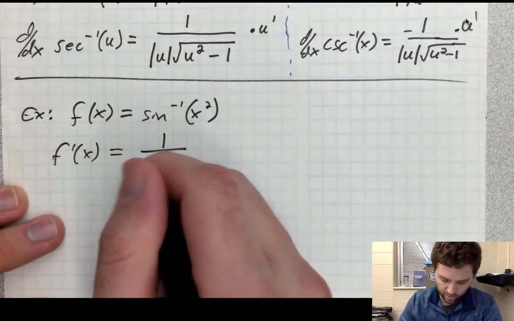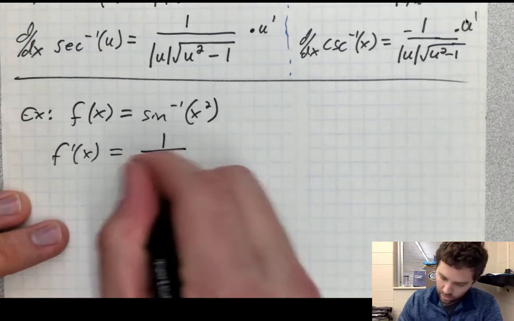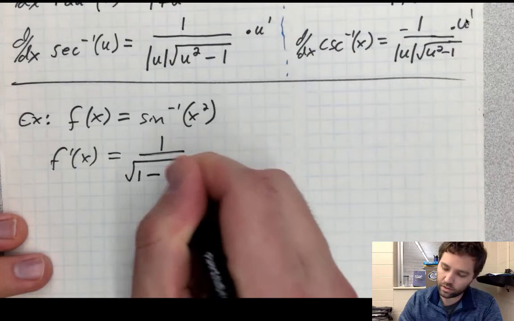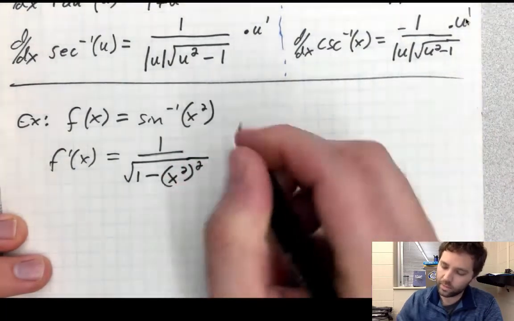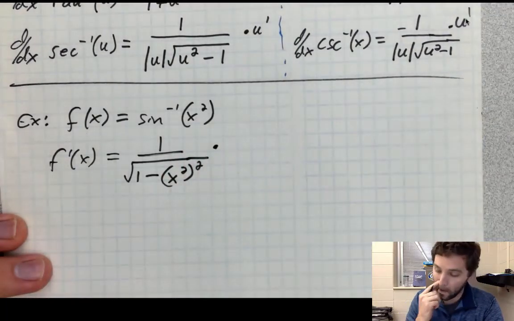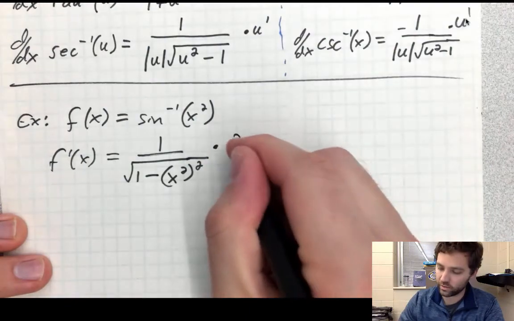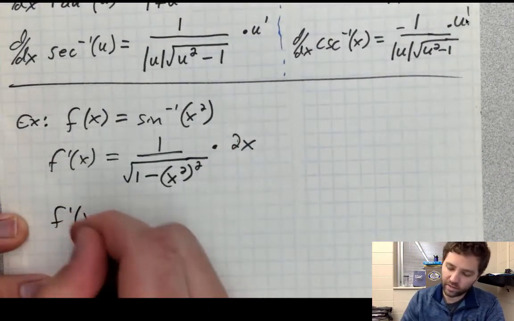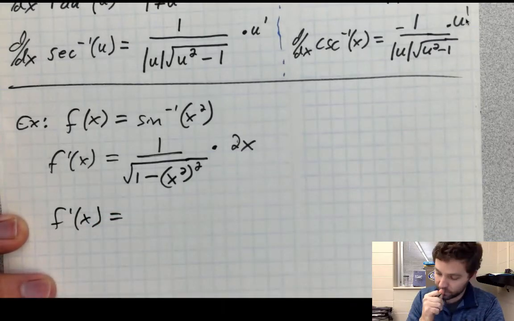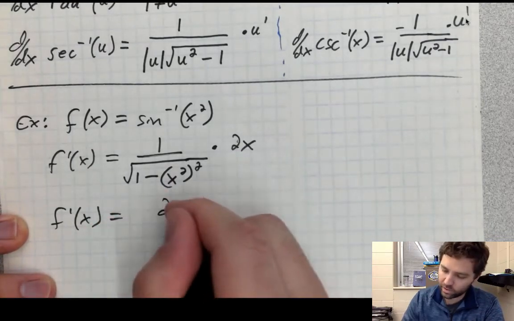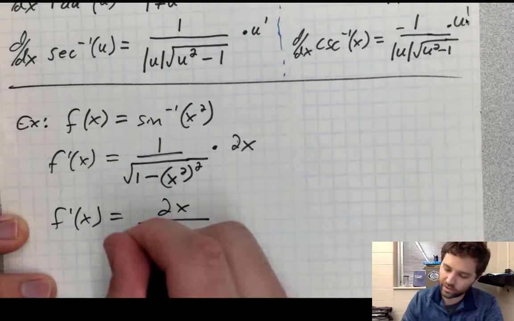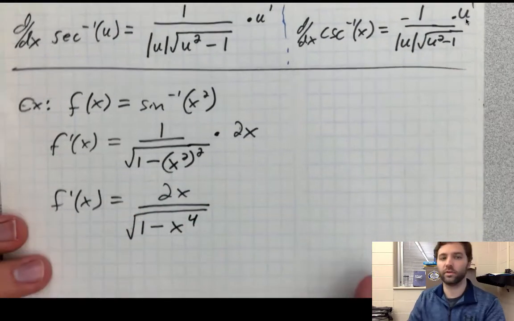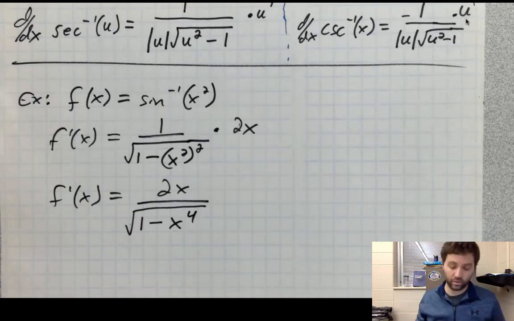So it'd be 1 over the square root of 1 minus u squared. That's going to be x squared times the derivative of u, which is 2x. And then I'm going to clean that up. So f prime of x will be equal to, I'm going to put 2x in the numerator. On the bottom, I've got the square root of 1 minus x to the 4th. And that's it for the derivative of that one.